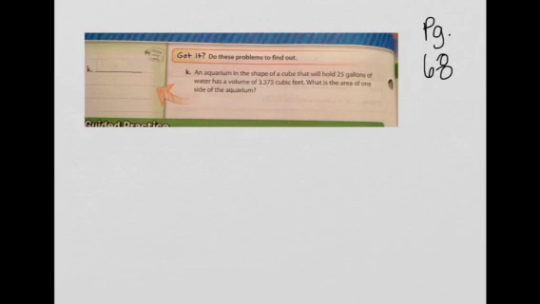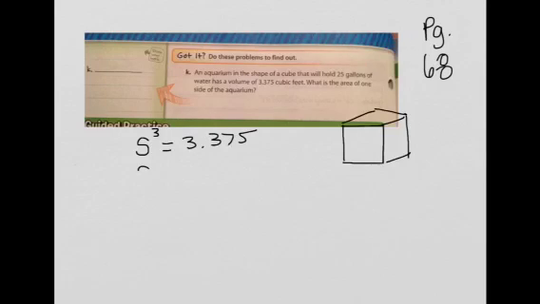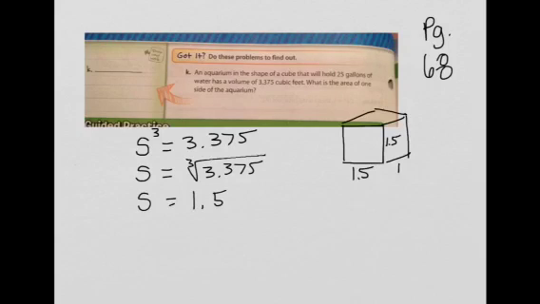Now we have an aquarium. Again, it's a cube. So if we can find one of the three equal sides, then we can find the area of one side of the aquarium. So we know that the volume is equal to all three sides multiplied together. So it'd be S cubed, which is going to be 3.375. Now we know that S is going to be the cube root of 3.375. If we take the cube root of that, we find that S is 1.5. So that means the sides of the cube are 1.5 by 1.5 by 1.5.